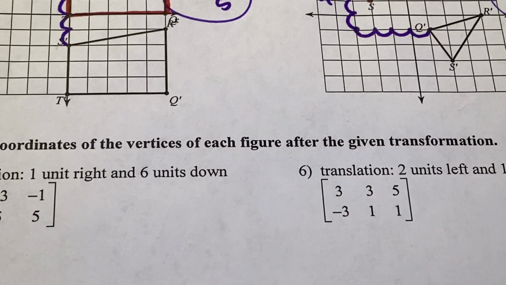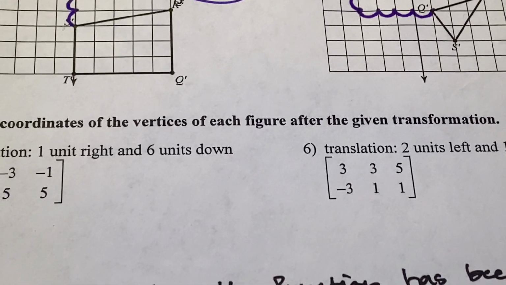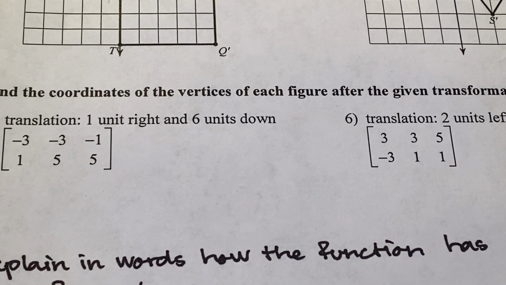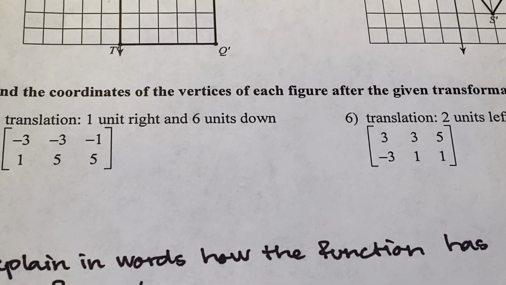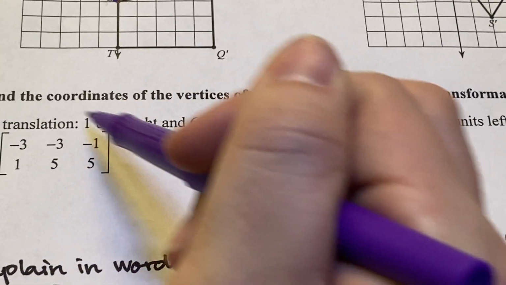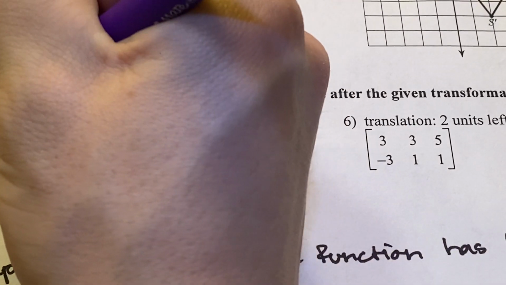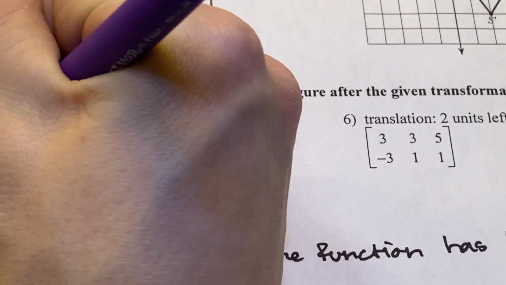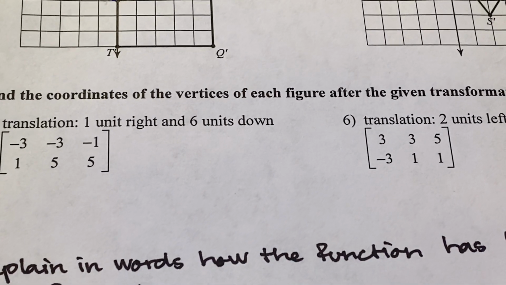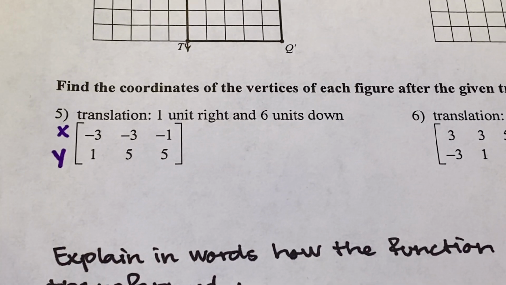Now, for numbers 5 and 6, it's saying find the coordinates of the vertices of each figure after the given transformation. What in the heck does that mean? Okay, so here's what I want you to do. It gives us these vertices. Okay, these are our x's. The tops are our x. The bottoms are our y. Yep. So it's kind of written as a coordinate point just a little differently.